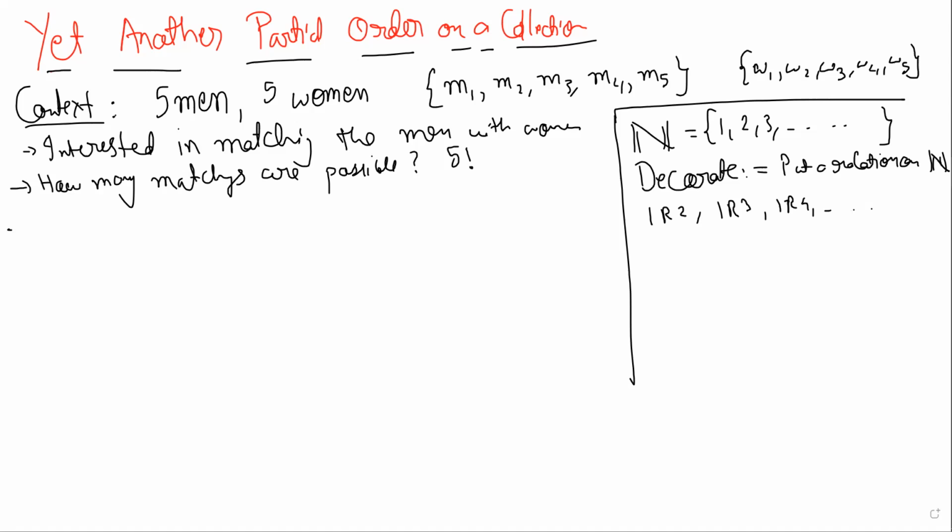So in the same way, you could decorate N in other ways. You could put another binary relation, for example, of division. You will say A is related to B if A divides B. So that's another way to put a decoration on this set, and this would give you new insights.